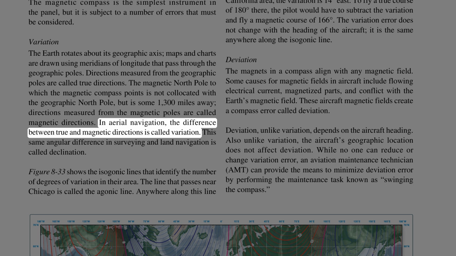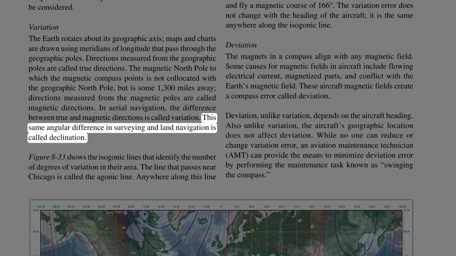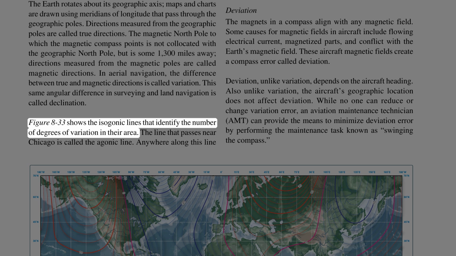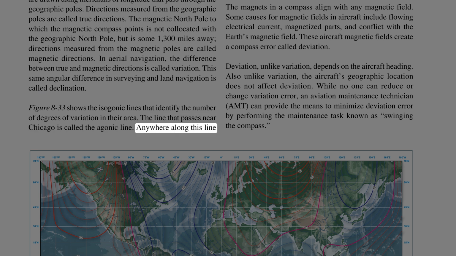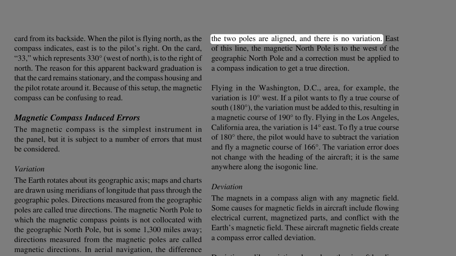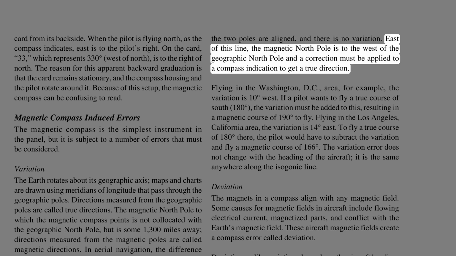In aerial navigation, the difference between true and magnetic directions is called variation. This same angular difference in surveying and land navigation is called declination. Figure 8-33 shows the isogonic lines that identify the number of degrees of variation in their area. The line that passes near Chicago is called the agonic line. Anywhere along this line, the two poles are aligned, and there is no variation. East of this line, the magnetic North Pole is to the west of the geographic North Pole and a correction must be applied to a compass indication to get a true direction.